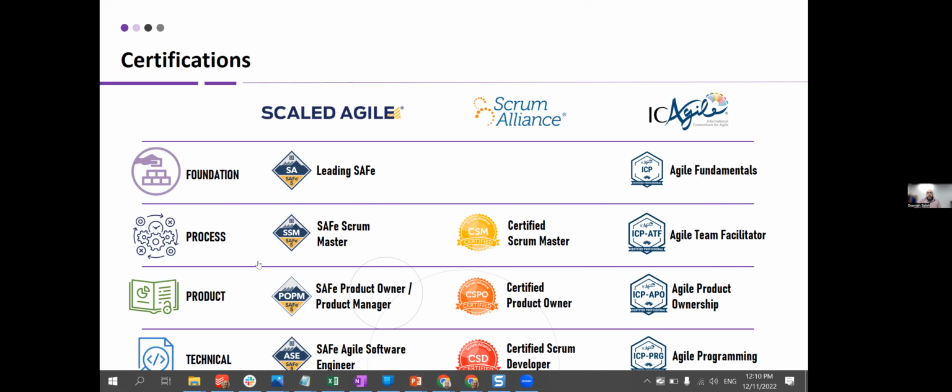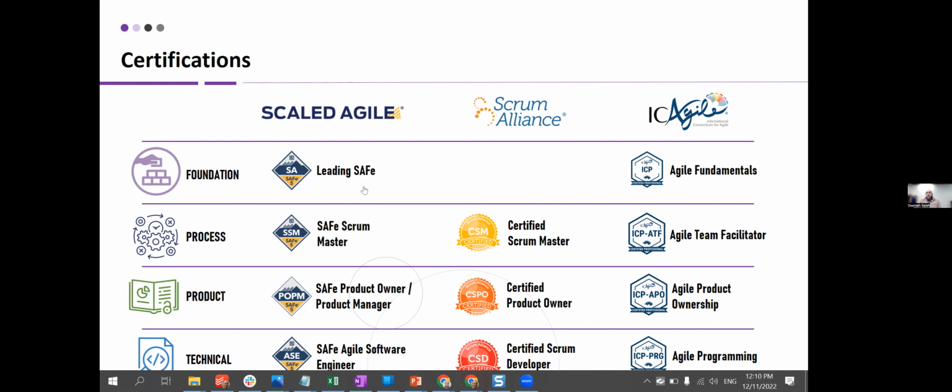So let's look at the various tracks, and I added here foundation. This is not a track. It's just basically foundational knowledge, right? This is where you will see a Leading SAFe certificate, okay? And on the IC Agile side, the Agile Fundamentals. So I always recommend that you start with these types of certificates, depending on which one you're going to go with.